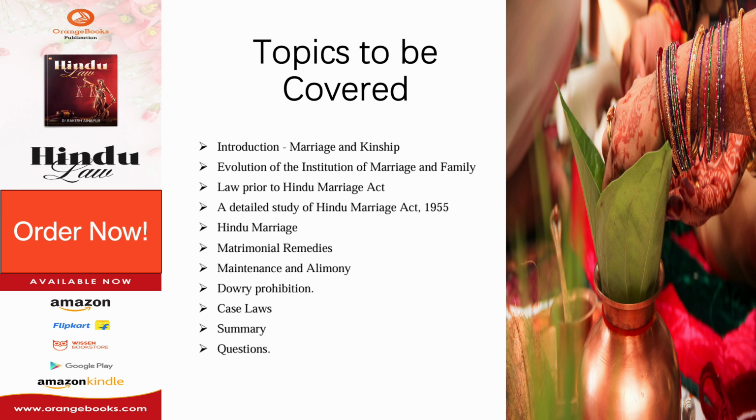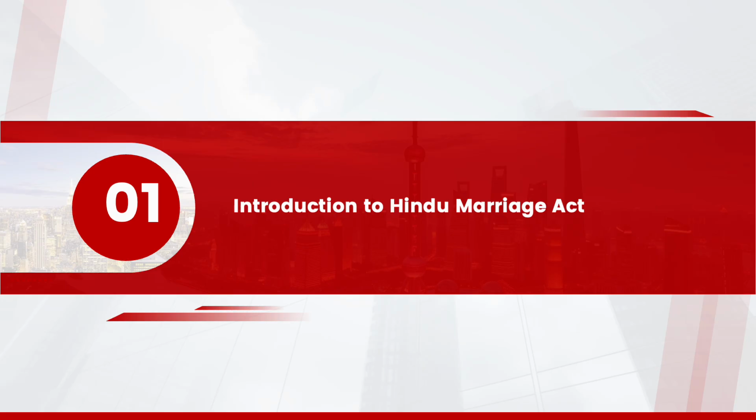So far, in unit 2 on Hindu marriages, or marriage and kinship, we discussed the introduction to marriage and kinship, evolution of the institution of marriage and family in the Indian context, laws which were there prior to Hindu law, valid conditions for Hindu marriages, and an overview of the Hindu Marriage Act. And we are discussing matrimonial remedies. We already covered restitution of conjugal rights and judicial separation. In this video, we are going to discuss void and voidable marriages.